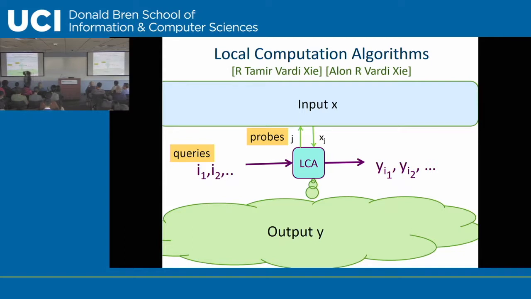So the local computation algorithm can probe the input at different locations. Let's assume it has random access, or some sort of data structure for the input, like you would have in sequential computation. So it makes these probes, maybe looks at location j, looks at location k, and so on, and comes up with an answer and says, okay, location i sub 1 in the output has value y sub i1. Then it gets another query, y sub i2. What is the value there? And the local computation algorithm makes more probes and answers y sub i2. It does not know in advance what the queries are going to be. Okay, so this is the model.